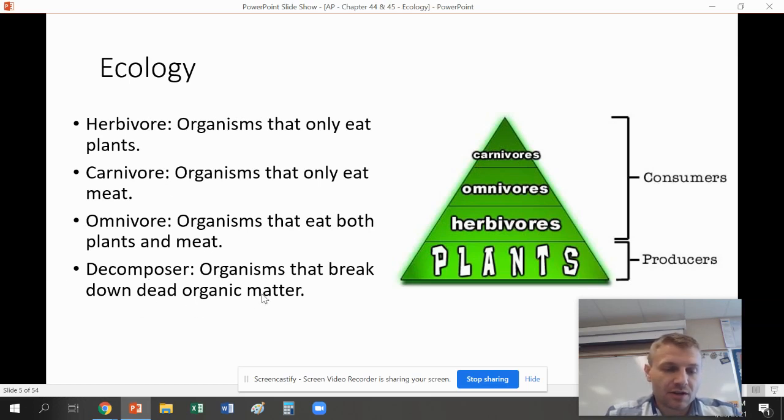Another word that you should know is decomposer. These are organisms that break down dead or organic matter. So anything that's decaying, anything that's died, we're going to break that down using decomposers.